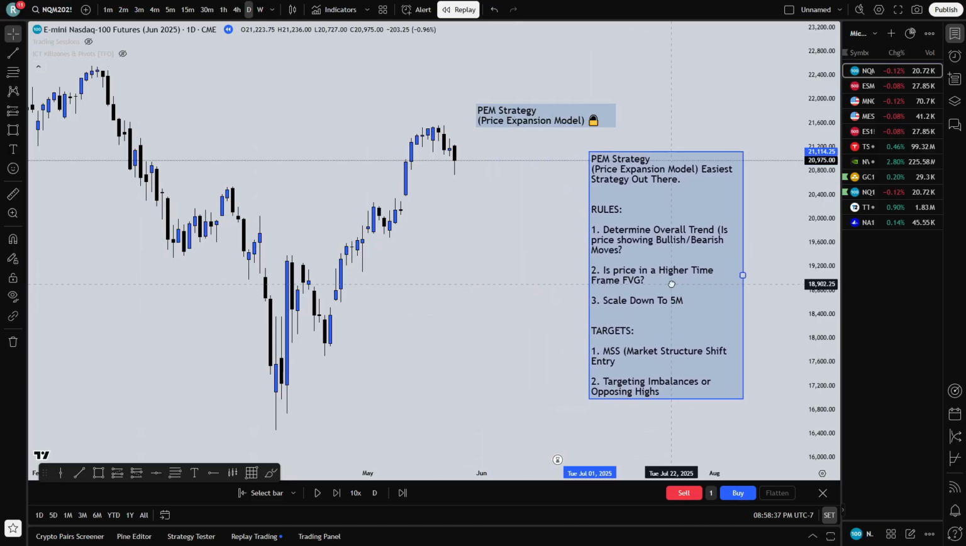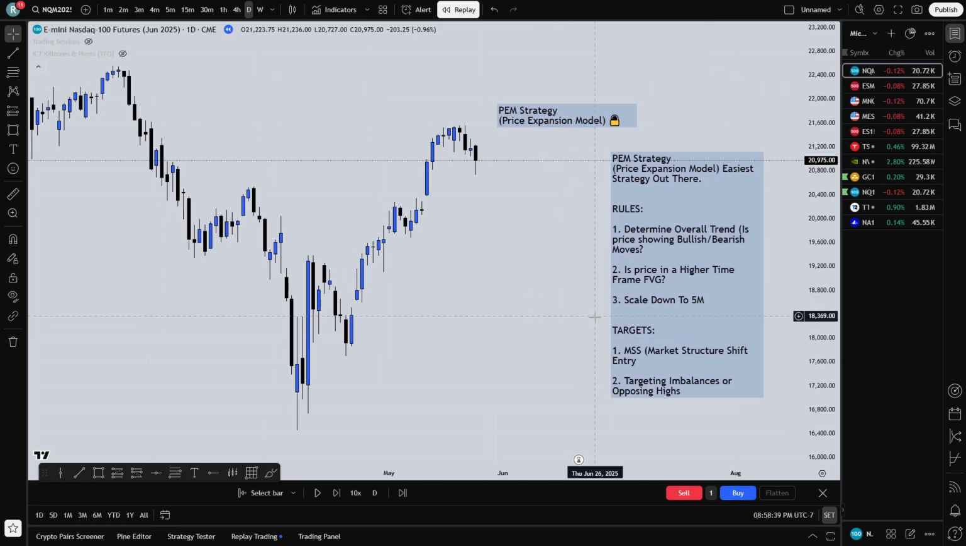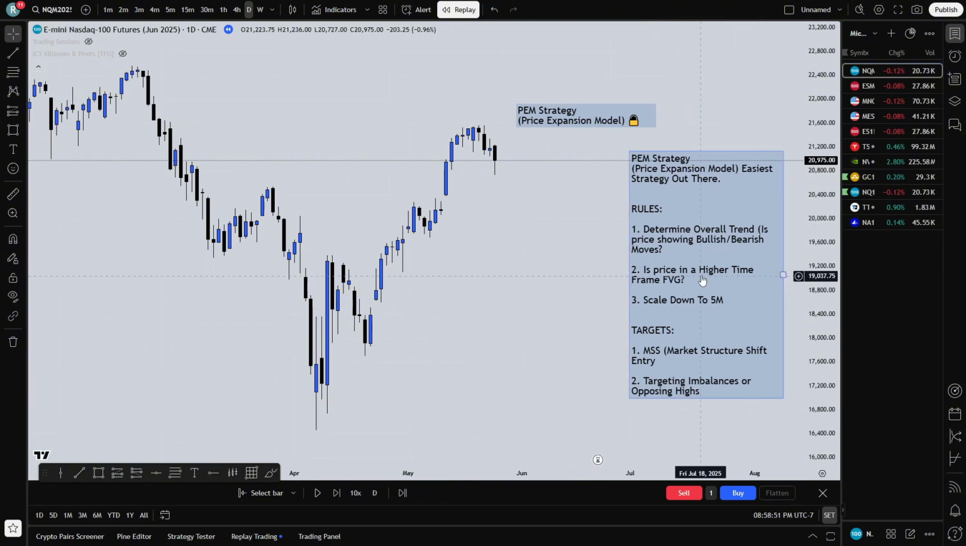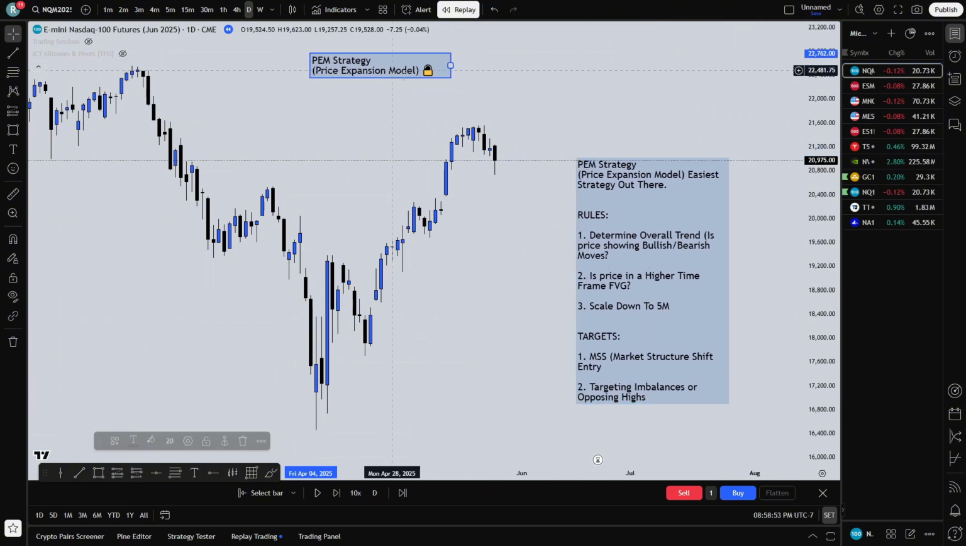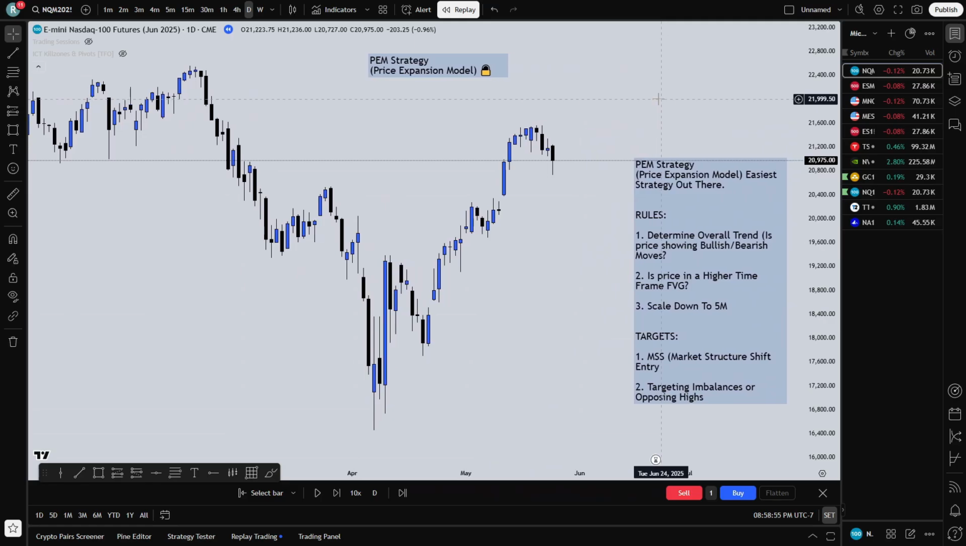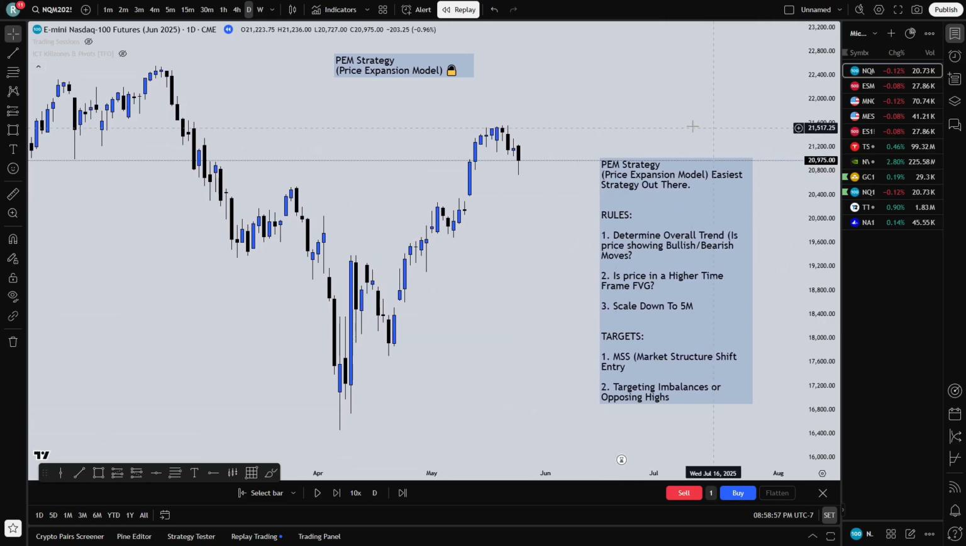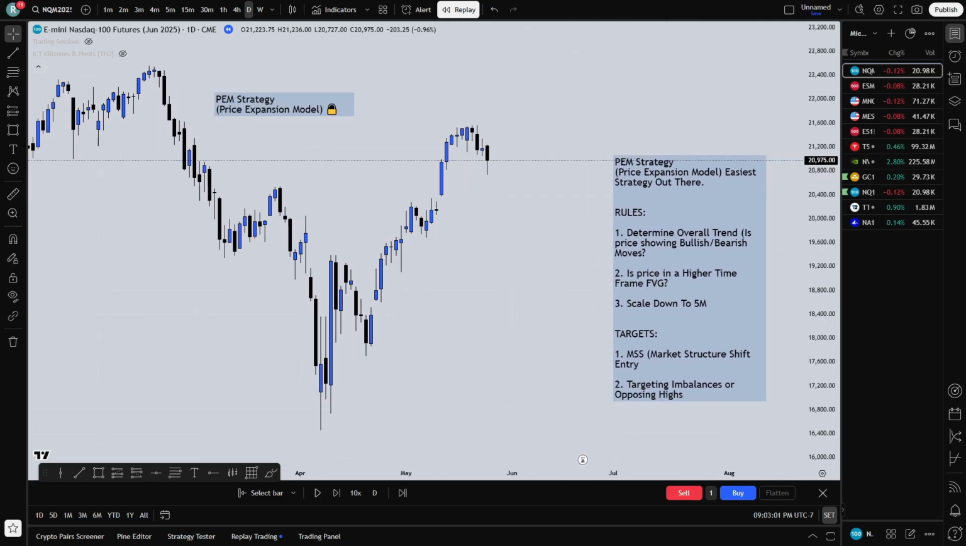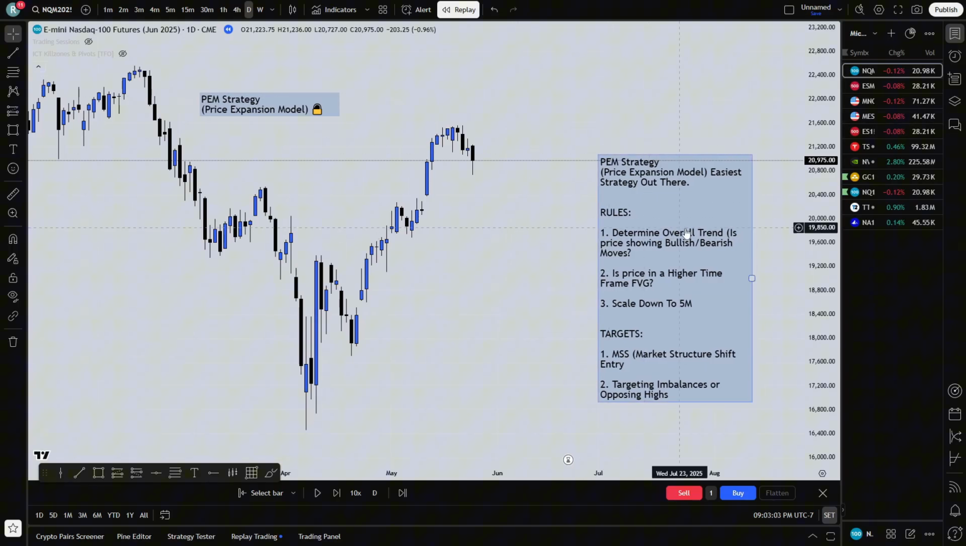So let's go ahead and run this down, as well as your targets, you guys. It's going to be simply a market structure shift. If you don't know what that is, I'm going to explain that to you, so don't you worry. Targeting opposing imbalances or opposing highs. And I'm going to run this down for you so you have the complete concept and the complete rules right here.